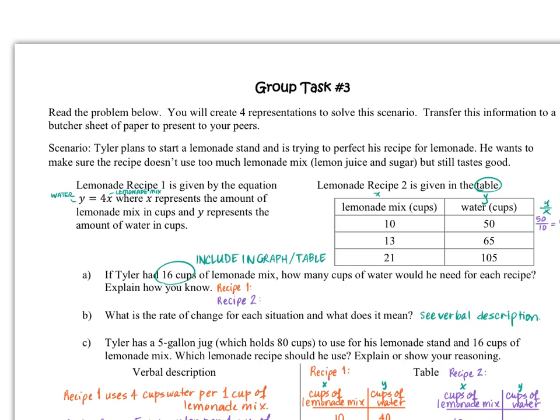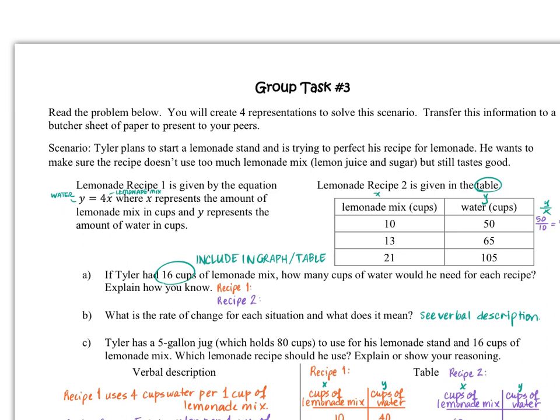And here's task number 3. For this scenario, we're looking at Tyler, who's planning to start a lemonade stand and is trying to perfect his recipe for lemonade. He wants to make sure the recipe doesn't use too much lemonade mix, which is lemon juice and sugar, and then he's going to combine that with water to make the lemonade and still make sure that it tastes good. We have 2 different recipes represented in 2 different ways, and we're going to have to make sure that we represent each of those recipes in all 4 different representations.